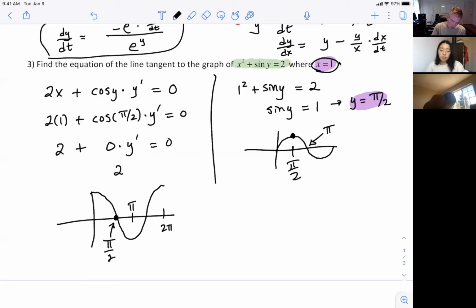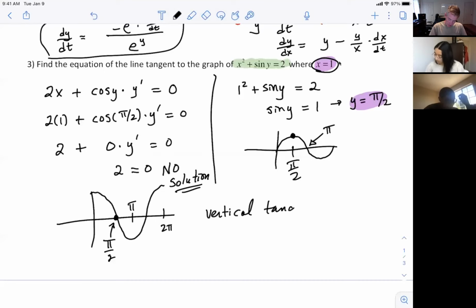So that means that the equation says that 2 is equal to 0. And there are very few times in life when 2 is equal to 0. So that's why there's no solution, because it's a vertical tangent line. But you know what? There's no solution for y prime, but if I'm able to say the words, there's a vertical tangent line, then I should be able to find the equation of that line.